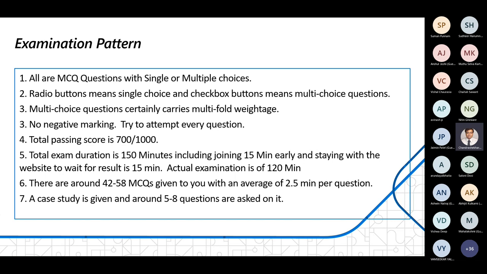How do you identify whether a question is single-choice or multi-choice? You will have to carefully identify whether there is a radio button or a checkbox. If it is a checkbox, it is a multi-choice question. How many choices you have to check is always given in the problem statement. The problem statement gives all the details. Select two choices, select three choices, that kind of figure is always mentioned there.